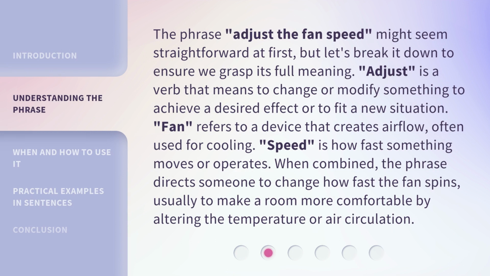The phrase, adjust the fan speed, might seem straightforward at first, but let's break it down to ensure we grasp its full meaning. Adjust is a verb that means to change or modify something to achieve a desired effect or to fit a new situation. Fan refers to a device that creates airflow, often used for cooling. Speed is how fast something moves or operates. When combined, the phrase directs someone to change how fast the fan spins, usually to make a room more comfortable by altering the temperature or air circulation.